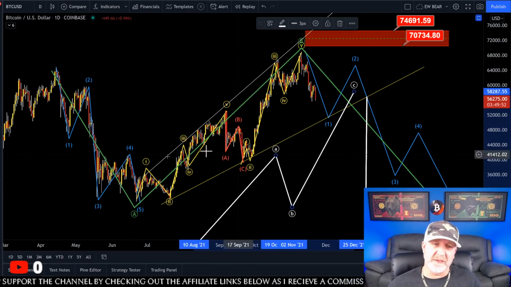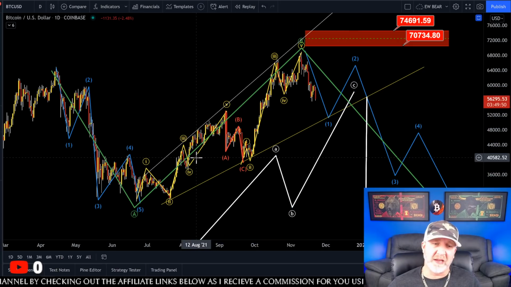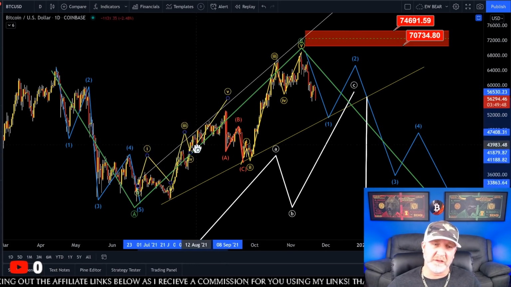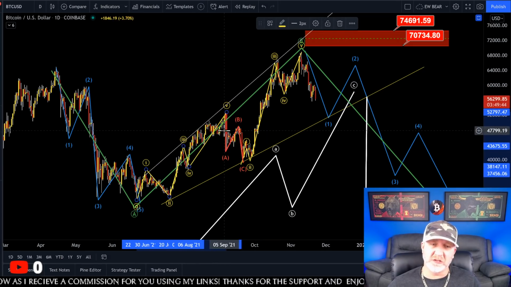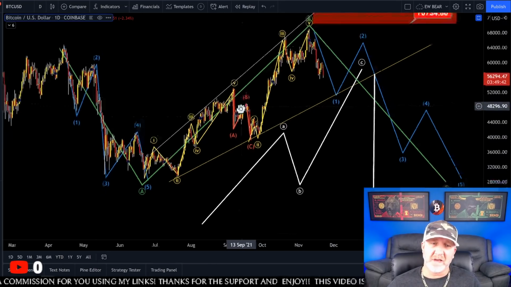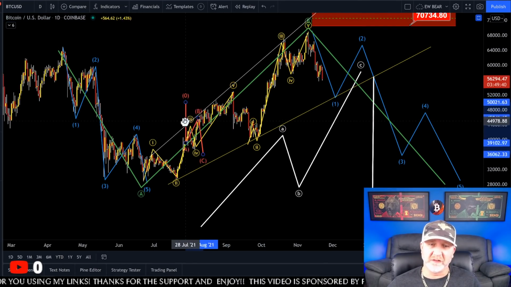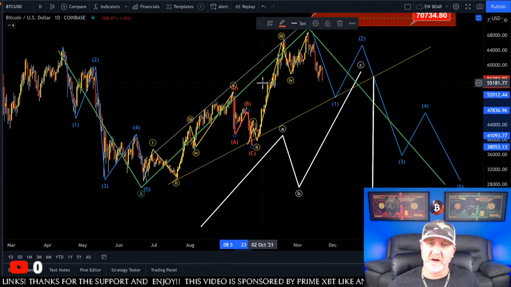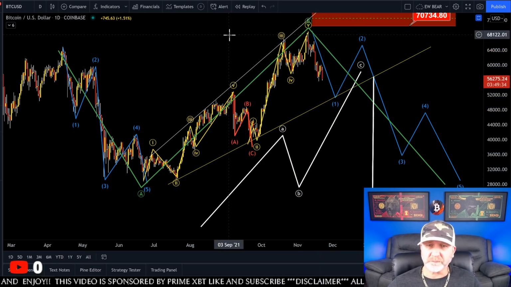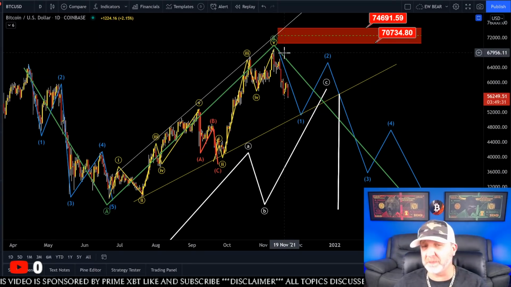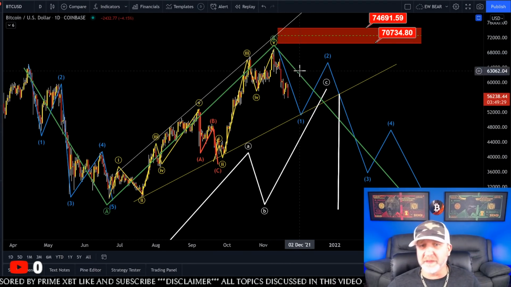So this would be ABC up. There is 5 waves in A right here. These 5 waves go in A. And then we have a 3-wave structure here, which is an ABC. And as you can see, that is a 3-wave structure there. And then we have 5 more waves right here. That's why I believe this is possibly done and over with, and we head down from here.